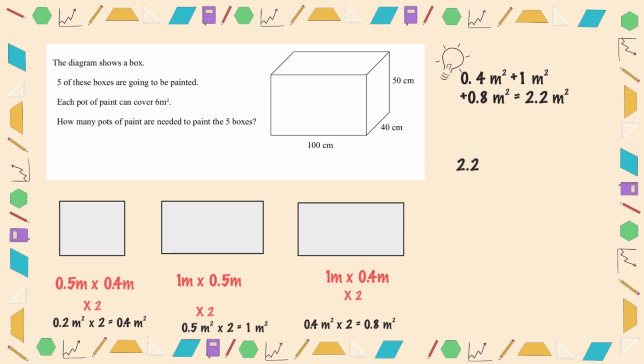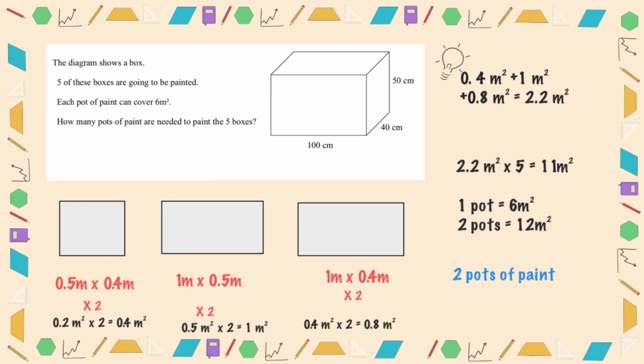In the question, they're also saying that they need to paint 5 boxes. So this is the surface area for 1 box, so we need to times this by 5. And this is going to give us 11 meters squared. Each pot of paint can cover 6 meters squared, so that's for 1 pot. So that means 2 pots are going to be 12 meters squared. And we only need 11 meters squared worth of paint, so that means we need 2 pots to be able to cover all 5 boxes.